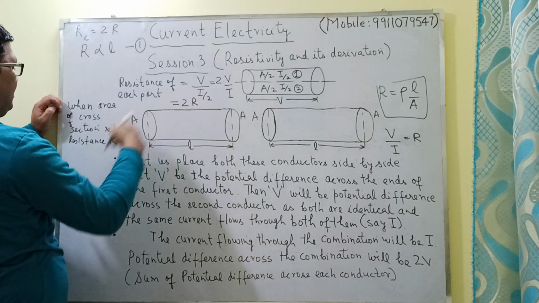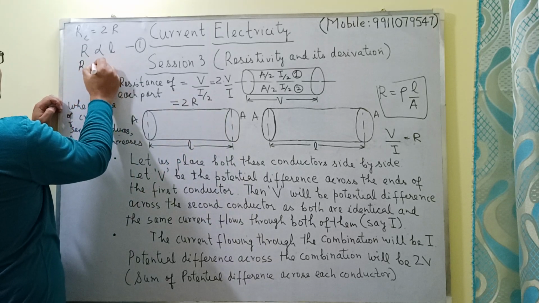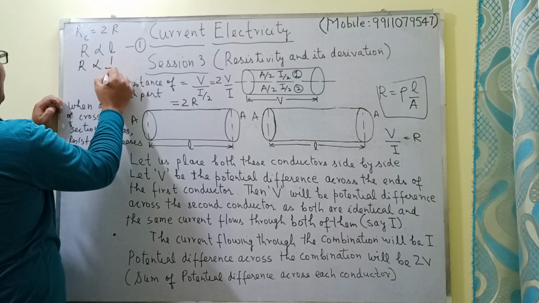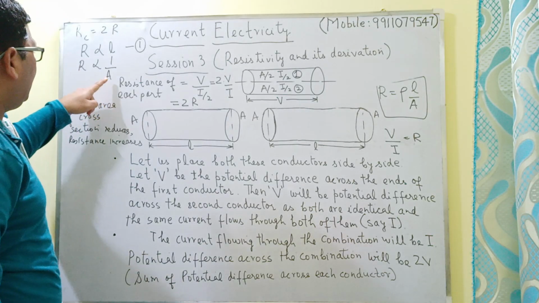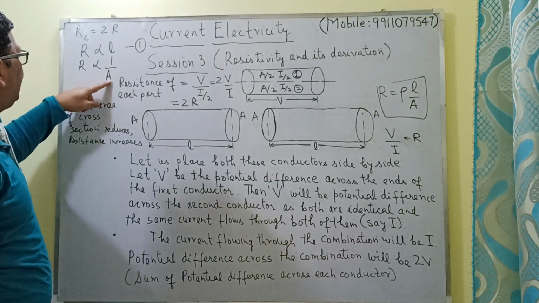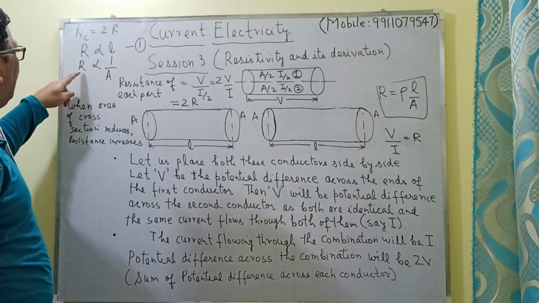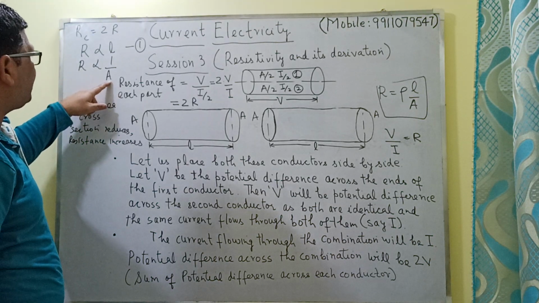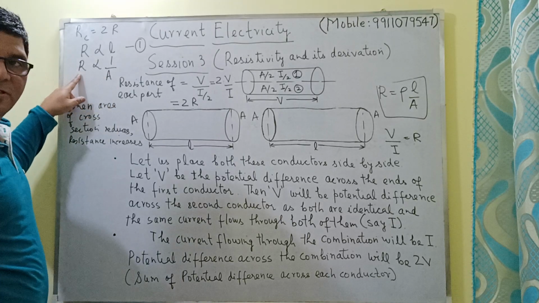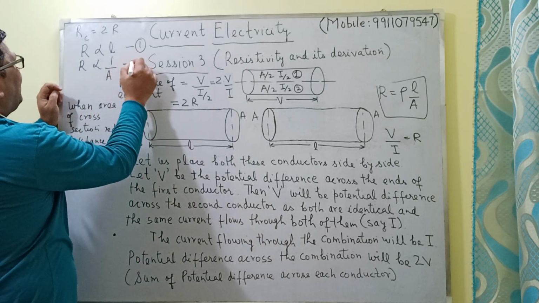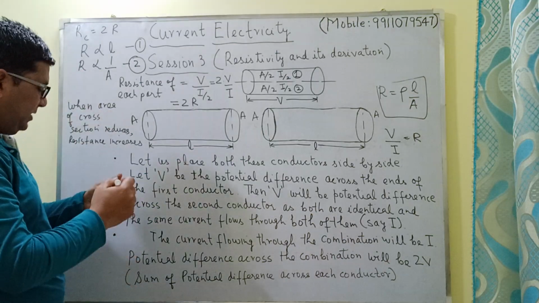So from this we get another equation, that is, the resistance is proportional to 1 divided by A, that is, inversely proportional to area of cross section. That is, when the area of cross section reduces, resistance increases, or we can also say that when the area of cross section increases, the resistance will decrease. So these are the two equations which I have got, and now I will be combining these two equations.